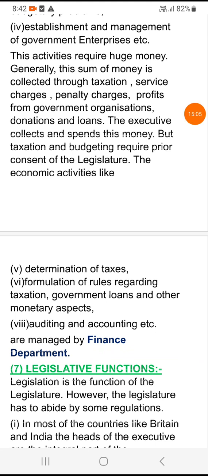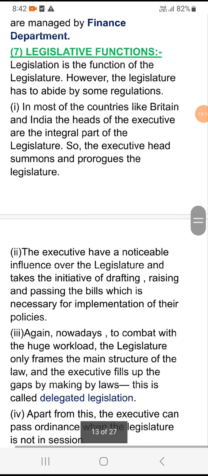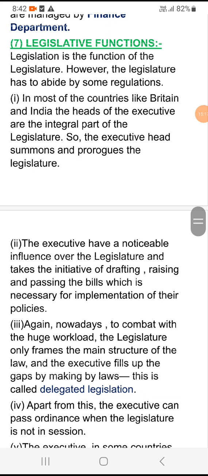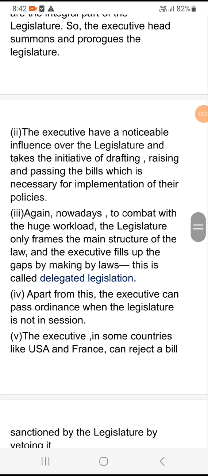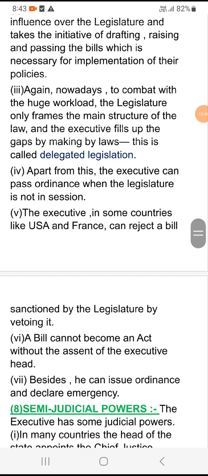Number 7. Legislative functions. Legislation is the function of the legislature. However, the legislature has to abide by some regulations. In most of the countries like Britain and India, the heads of the executive are an integral part of the legislature. So the executive head summons and prorogues the legislature. The executive has a noticeable influence over the legislature and takes the initiative of drafting, raising and passing the bills which are necessary for the implementation of their policies.